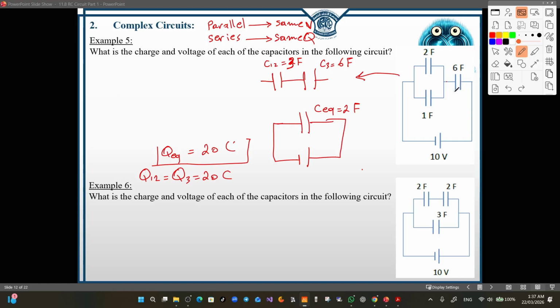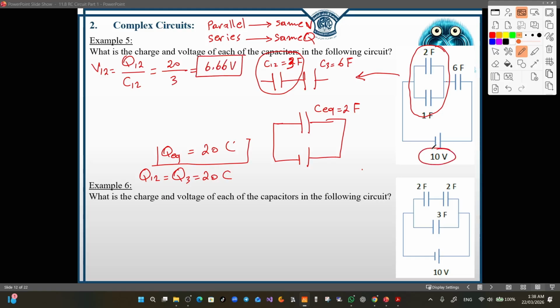Now we need to find the potential difference here, which is exactly the potential difference across the C equivalent of 1 and 2. So V of 1 and 2 equals Q of 1 and 2 over the capacitance of 1 and 2. The Q of 1 and 2 is 20, and the capacitance of 1 and 2 is 3, and it becomes 6.66 volts.